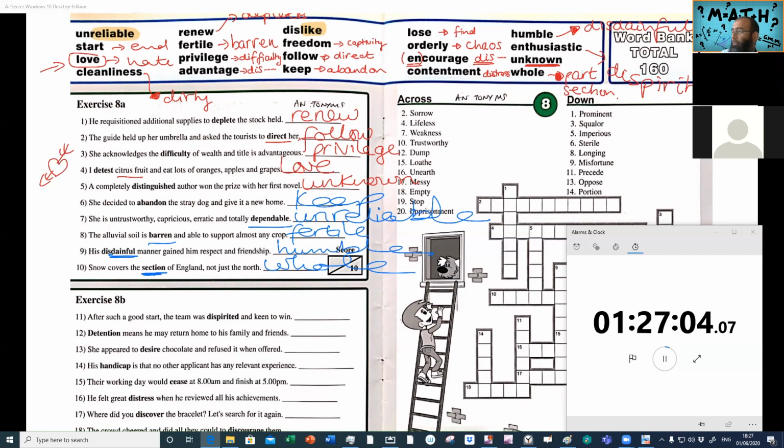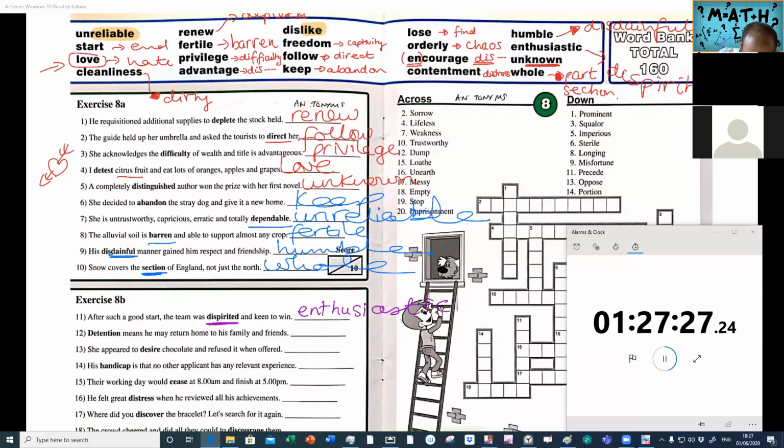After such a good start, the team was dispirited and keen to win. So dispirited is when you kind of lose your enthusiasm. So the opposite of losing your enthusiasm is to be enthusiastic. Enthusiastic. Yeah, that's the one.